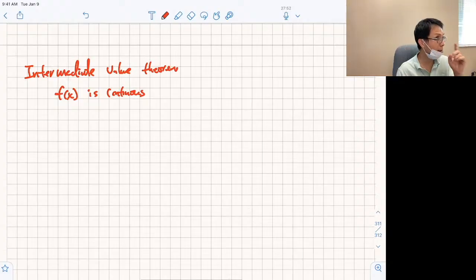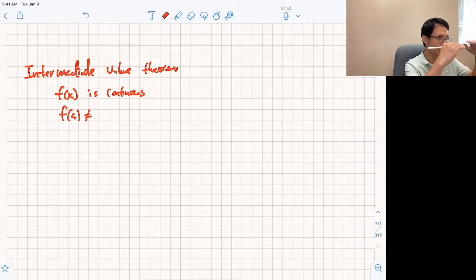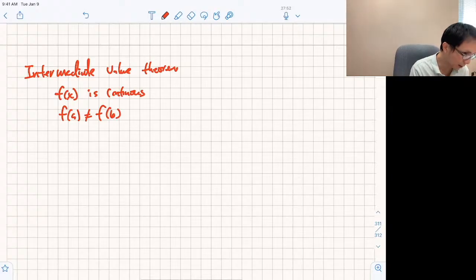There's actually a second condition. There's actually two conditions. Is it something to do with the endpoints? f of a does not equal f of b. Yeah, they cannot equal each other. Otherwise, the intermediate value theorem does not work, because there would be no value in between. So f of a does not equal f of b.